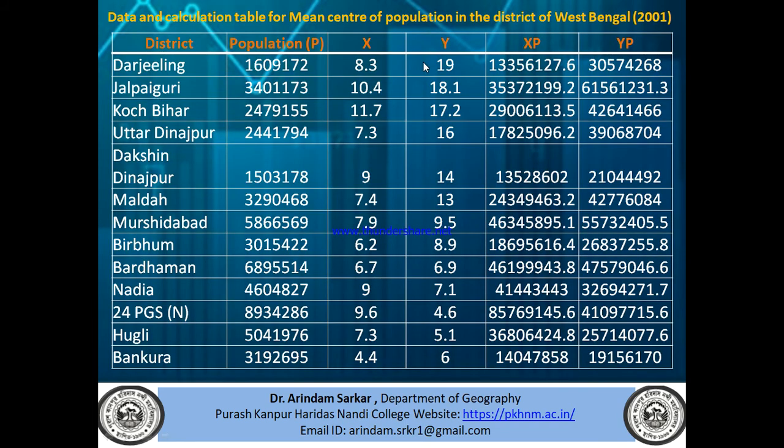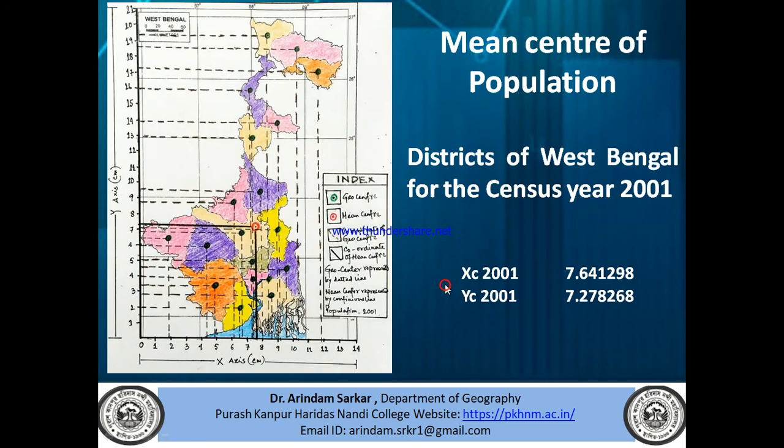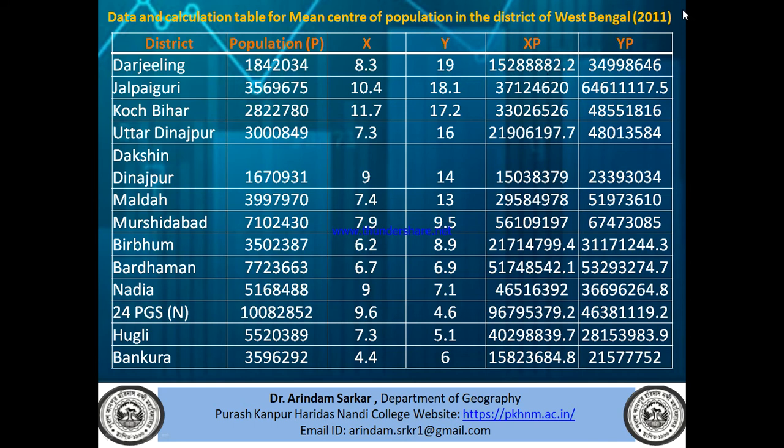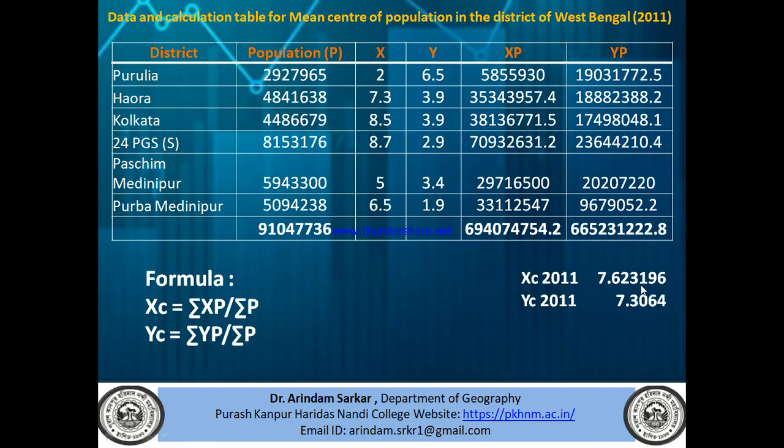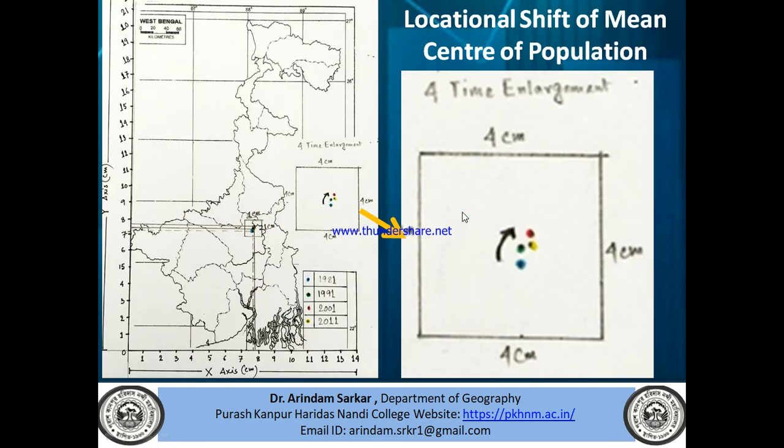That is the calculation table of the mean center for 2001. That is the xc and yc value for the year 2001. That is the plotting, the location of the mean center. That is the plotting of the geocenter and mean center for 2001. That is 2011, the mean center value of 2011. That is the plotting of the 2011 value.